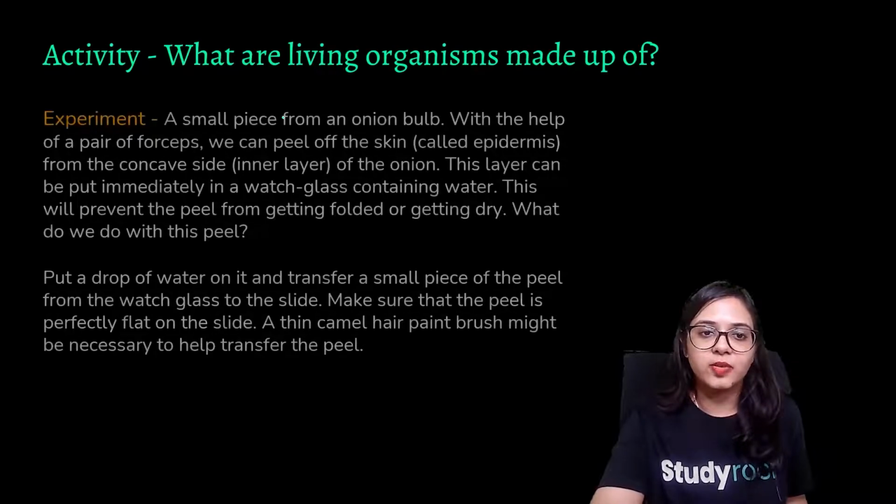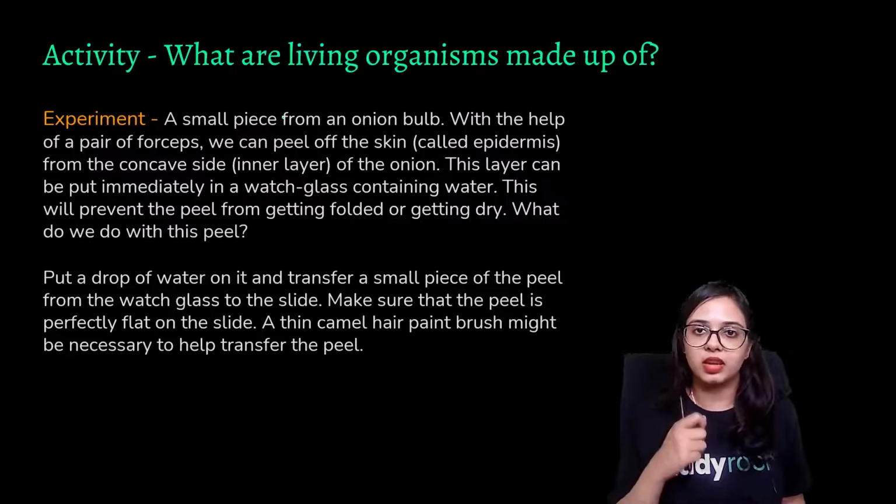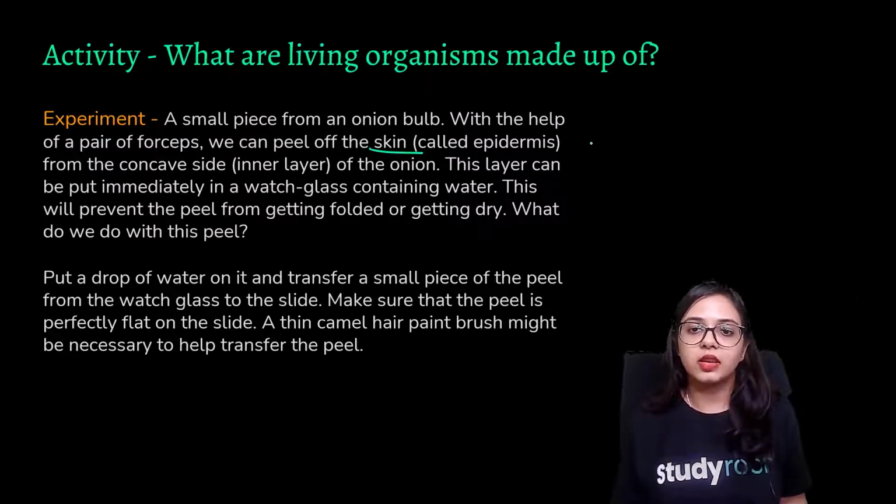What is a living organism made of? For this, let's perform an activity. Take a small piece from an onion bulb, and with the help of a pair of forceps, peel off the skin. The outermost layer of the skin of a plant cell is known as the epidermis.